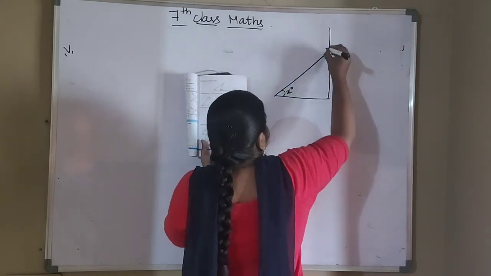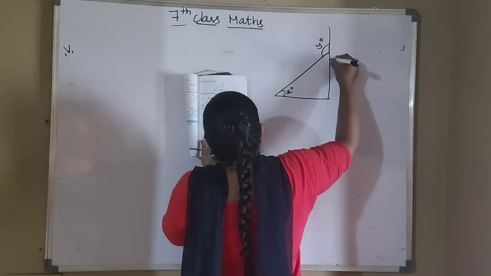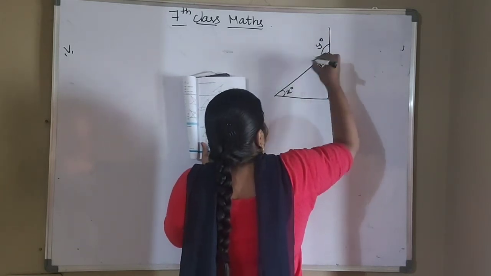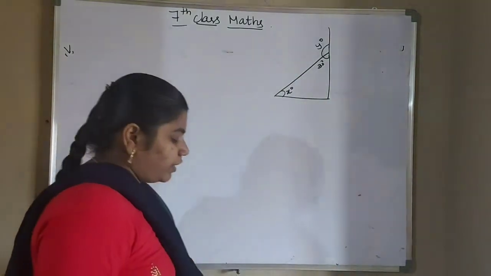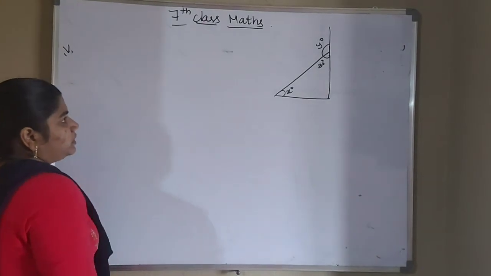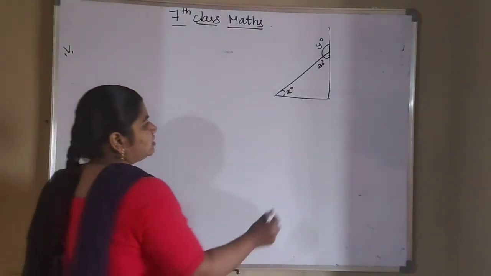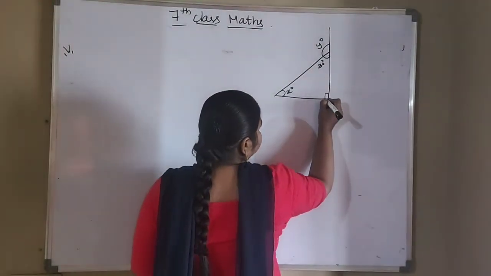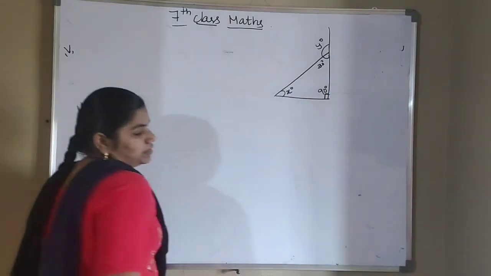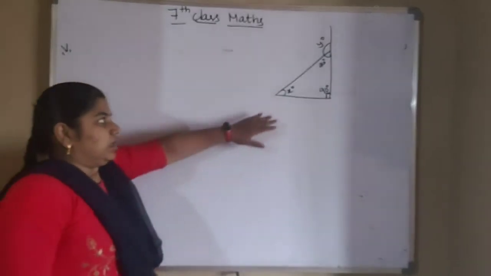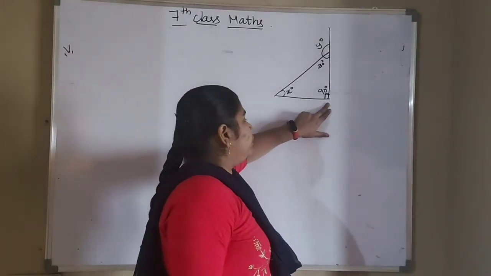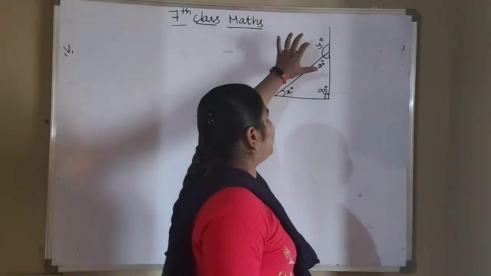X degrees, this is y, and this value is 30. So what we have to find? We have to find the x value and y value. So how to find the x value and y value, we will see. This is which type of triangle? This is a right angle triangle. So here it will be 90 degrees. So one of the angles will be equal to 90. Now we have to find this x value and y value.